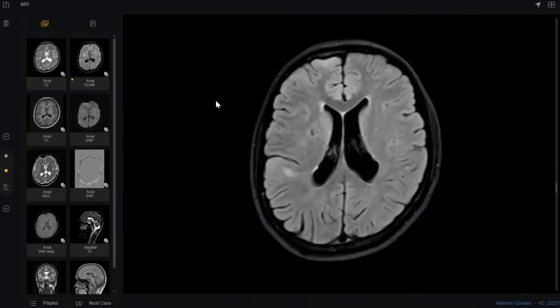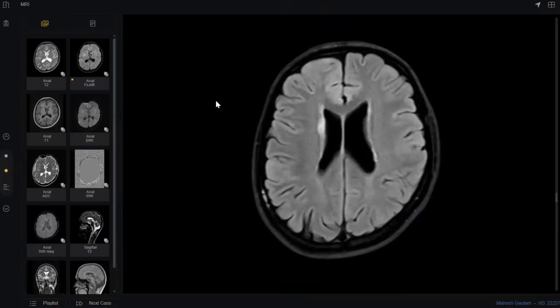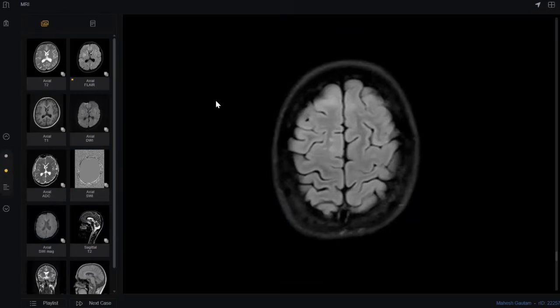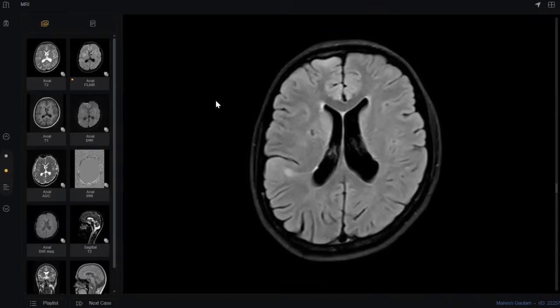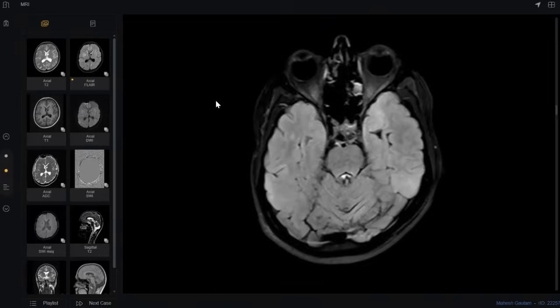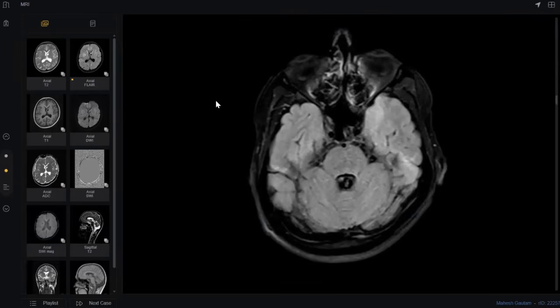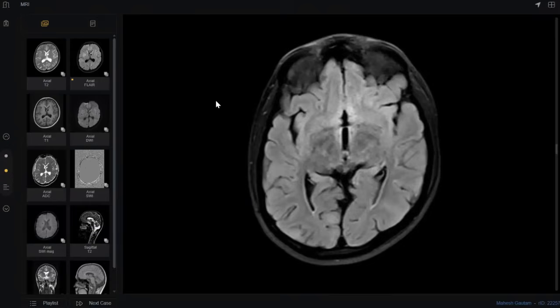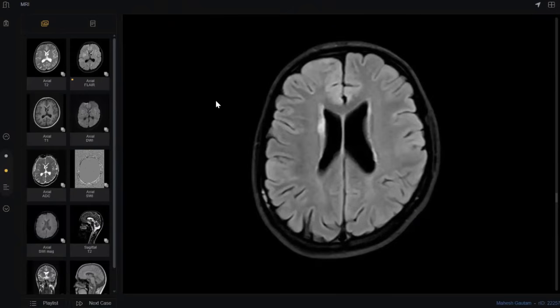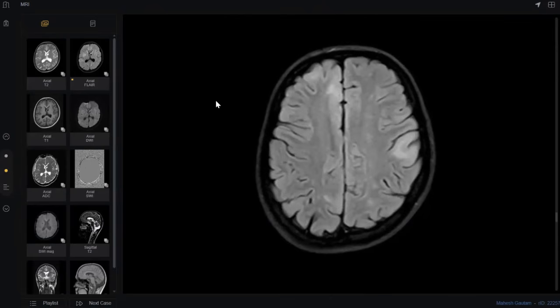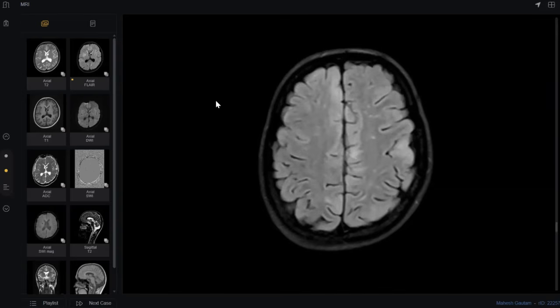I'm just looking for subependymal nodules. Yes, I can see a subependymal nodule in the left lateral ventricle. I cannot see any subependymal giant cell astrocytoma. There is no hydrocephalus. To which pathological group does tuberous sclerosis belong? It is phakomatosis.